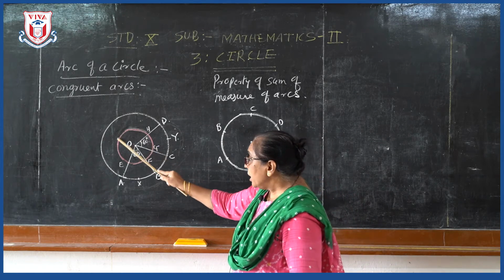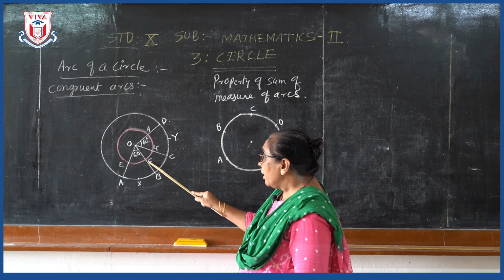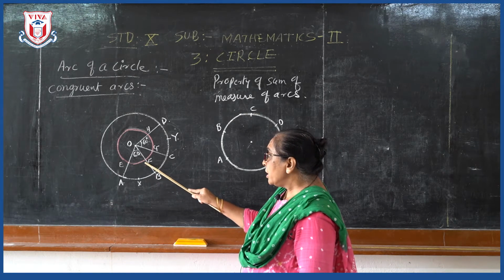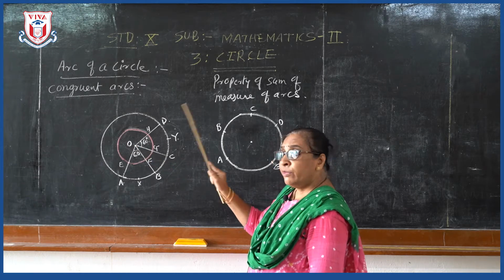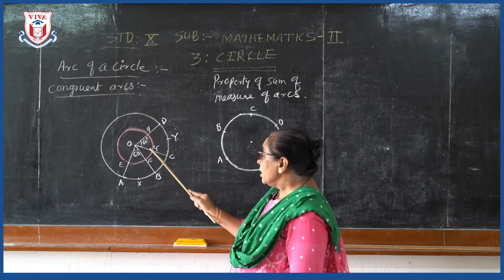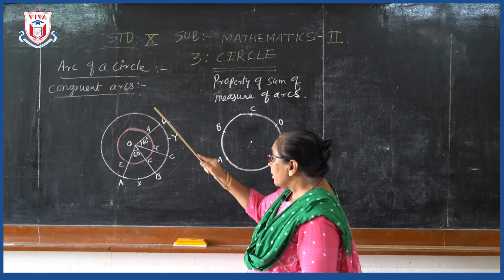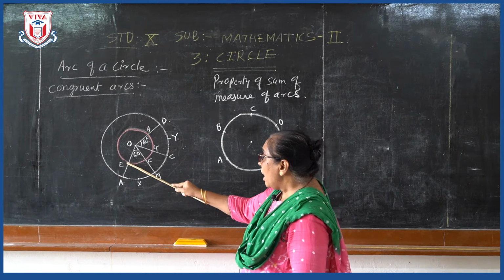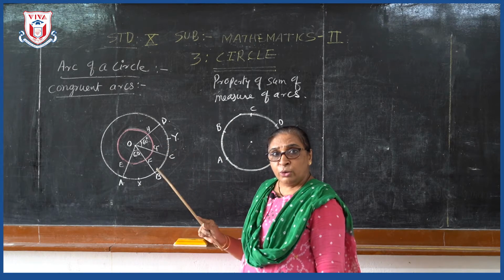Similarly, if you consider the inner circle, E and F, these two points are joined with the center and we get angle EOF, which is the central angle. Similarly, GOH is also a central angle. So, here arc EF and arc GH will be congruent.